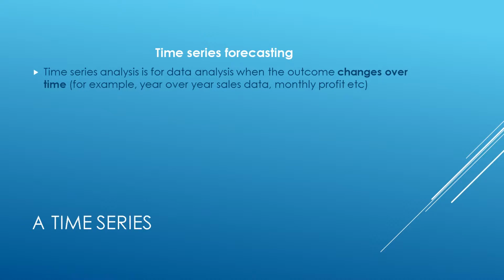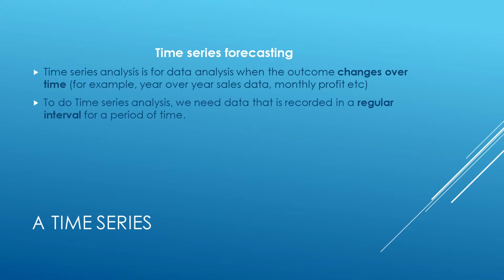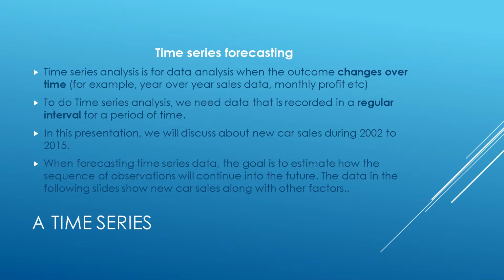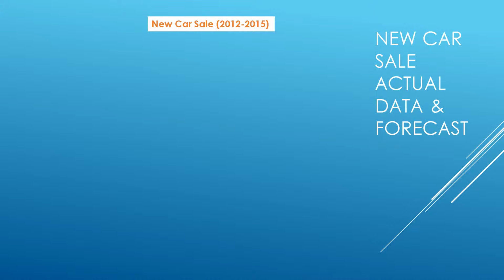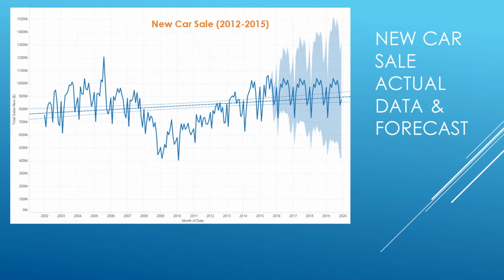Time series analysis is for data analysis when the outcome changes over time. When the outcome changes over time, you can create a time series analysis, and for that, we need to have regular intervals. For this particular study, I used data from 2002 to 2015. Therefore, we have a good range of sales here.